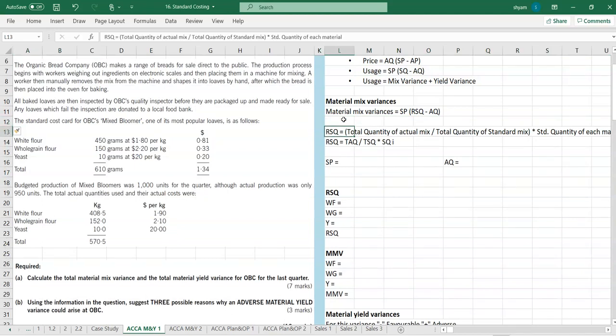So we will mention it here. It is called revised standard quantity. That is called RSQ. So what is the formula here? The formula is TAQ by TSQ into SQ of each material. TAQ is the total quantity of actual mix divided by the total quantity of standard mix, into the standard quantity of each material. When we do a sum, it's quite easy. When you look at it from here, it is quite tough. So let's start with this question.